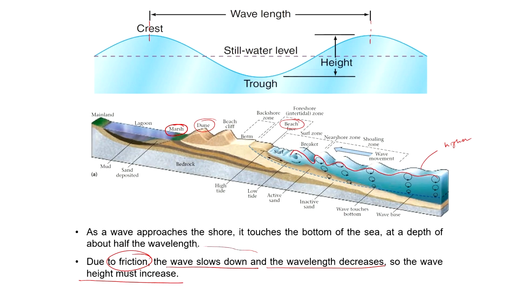Last lecture we were discussing the wave height and wavelength, and how they change when the waves approach the coast compared to the deep ocean. As I told, we should keep in mind that as tidal waves approach the coast, due to friction they slow down, the wavelength decreases and the height increases.